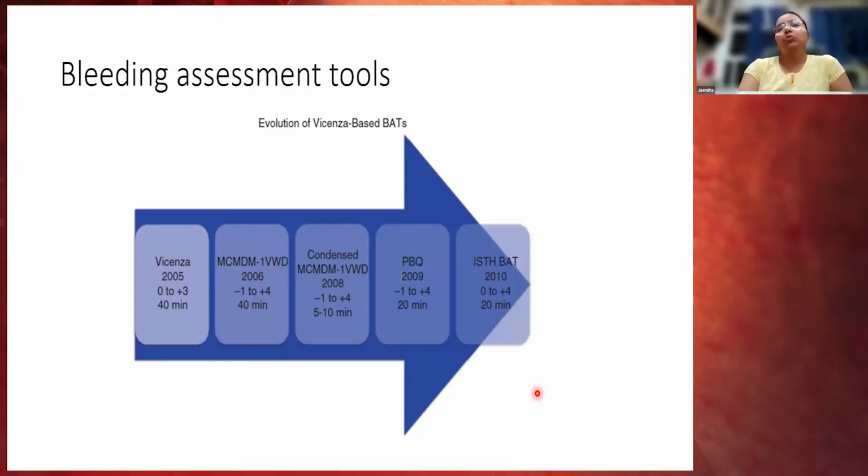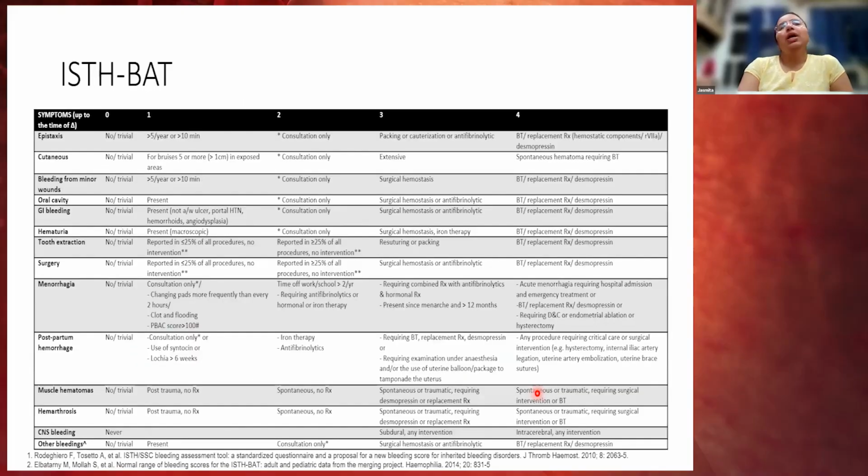When we talk about the evolution of the bleeding assessment tools, it has been a wide progression, and finally the ISTH BAT score was given in 2010. It is a score which uses 14 different types of bleeding and grades them from 0 to 4. The scores are calculated after ticking what the patient has. Understand that here, they've tried to make it objective. So for epistaxis, you have to count the number of episodes or the amount of time that it lasts, and the interventions again have to be noted down.